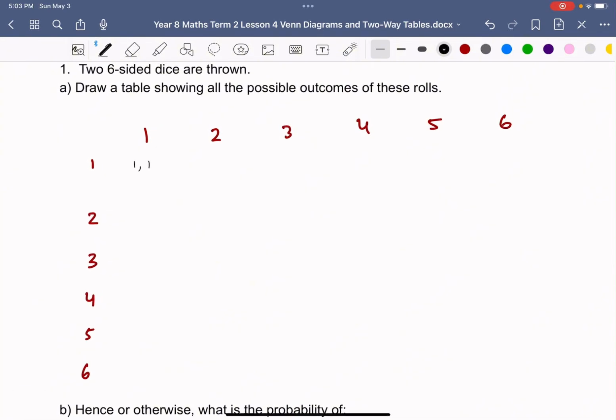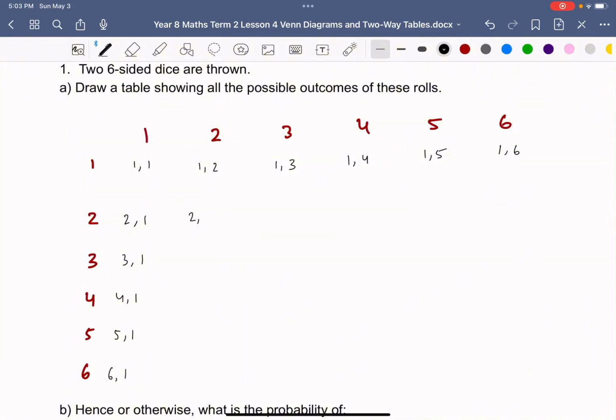So 1 and then a 1. I can roll 2 and then a 1, 3 and then a 1, 4 and then a 1, 5 and then a 1, or 6 and then a 1. I could do 1 and then a 2, 1 and then a 3, 1 and then a 4, 1 and then a 5, or 1 and then a 6.